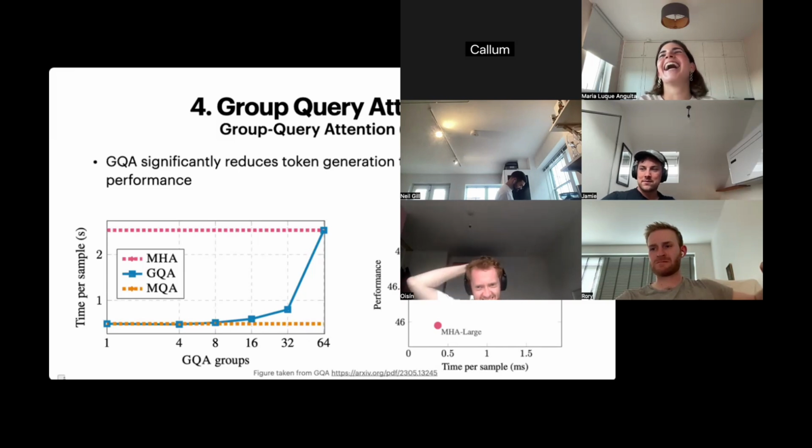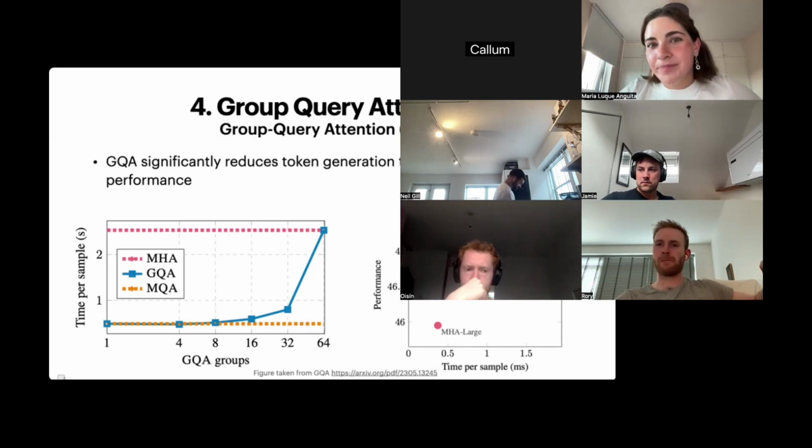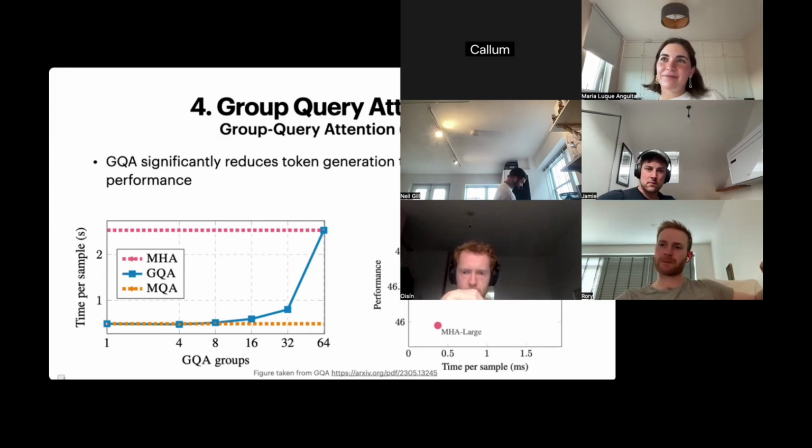Stop. I'm just a bit confused by this graph because it seems like multi-head attention there has the longest time per sample. Yeah. Okay, cool. That makes sense. But the quality is the highest. So the time per sample is higher because of the memory overhead of loading all the matrices in and out of memory.